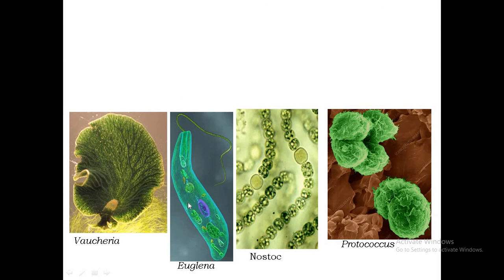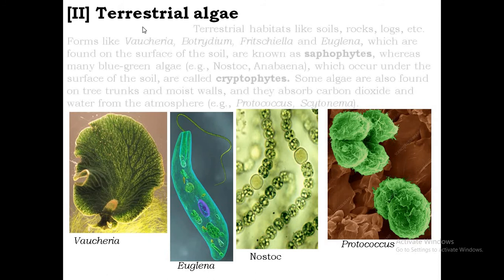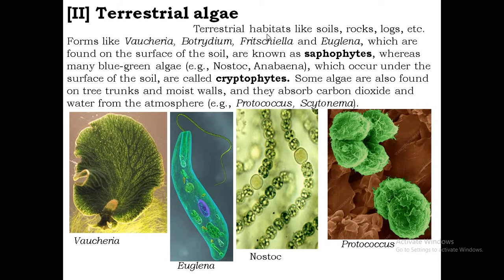2. Terrestrial algae. Some algae are found in terrestrial habitats like soils, rocks, logs, etc. Forms like Vaucheria, Botrydium, Fritschiella, and Euglena, which are found on the surface of the soil, are known as psammophytes, whereas many blue-green algae, example Nostoc, Anabaena, which occur under the surface of the soil, are called cryptophytes. Some algae are also found on tree trunks and moist walls, and they absorb carbon dioxide and water from the atmosphere, example Protococcus, Scytonema.